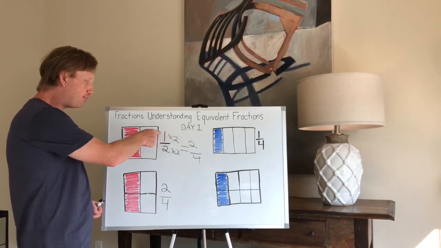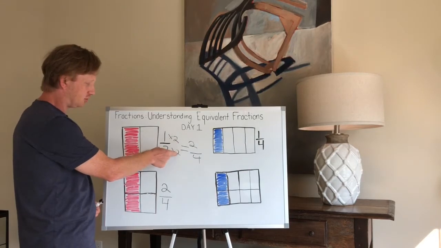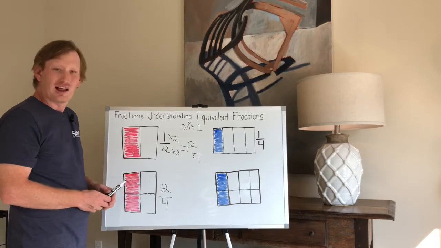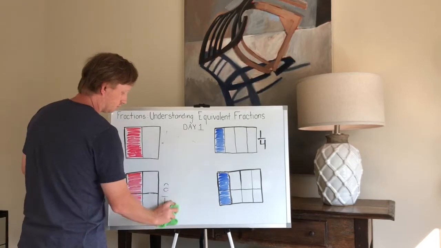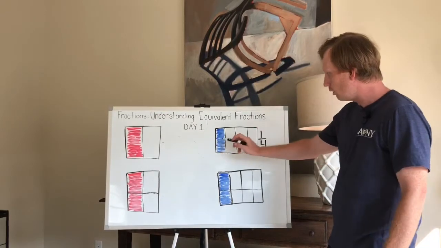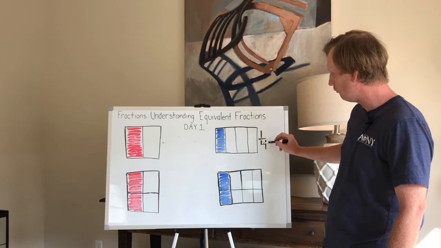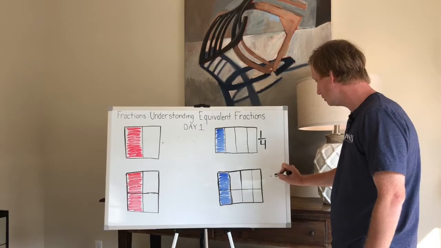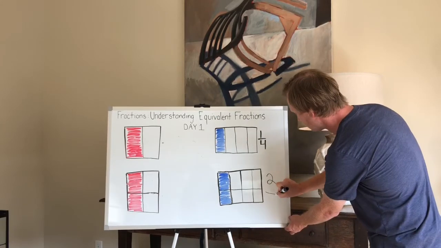So if you multiply both the numerator and the denominator by the same number, in this case 2, they're always going to be equivalent. Let's see if it works on our second problem. So on the top we have 1/4. We have 4 total, 1 shaded in, so 1/4. And on the bottom we have 2 shaded in and 8 total, 2/8.